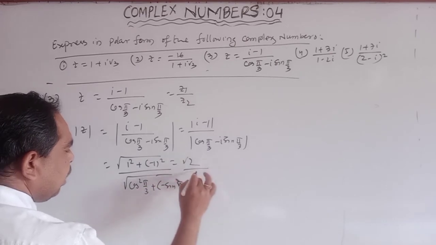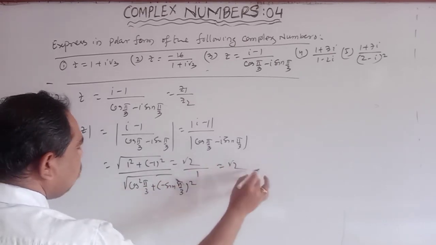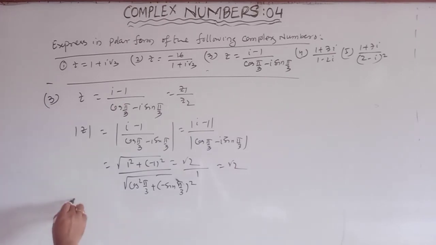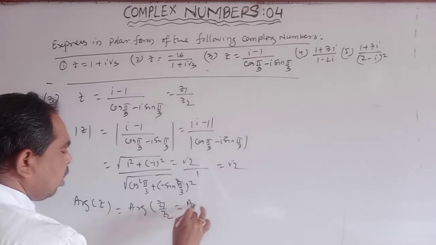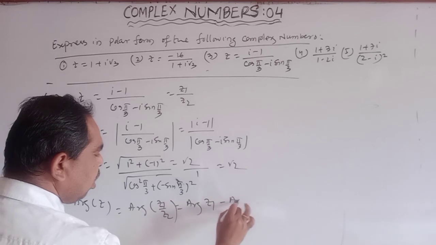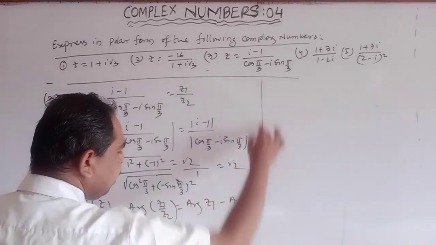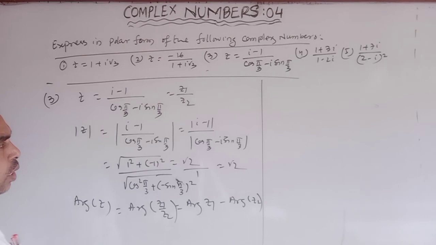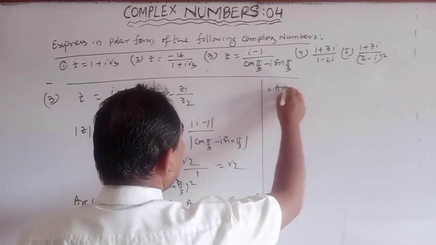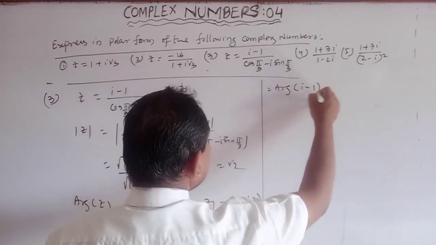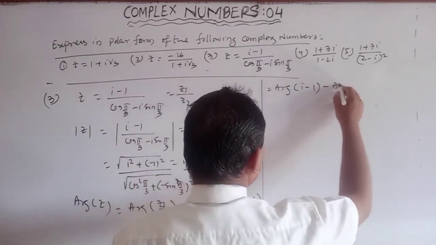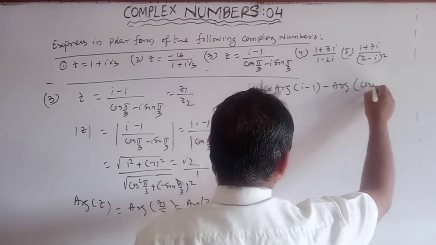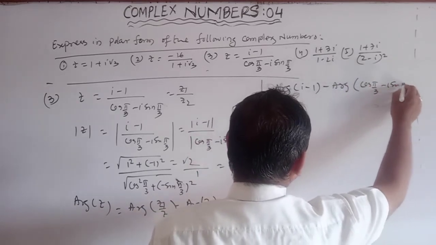Which is equal to 1. So it is equal to root 2, so mode of z is root 2. Next, arg, principal argument of z equal to arg of z1 by z2 is equal to arg z1 minus arg z2. So arg of i minus 1 minus arg of cos pi by 3 minus i sin pi by 3.